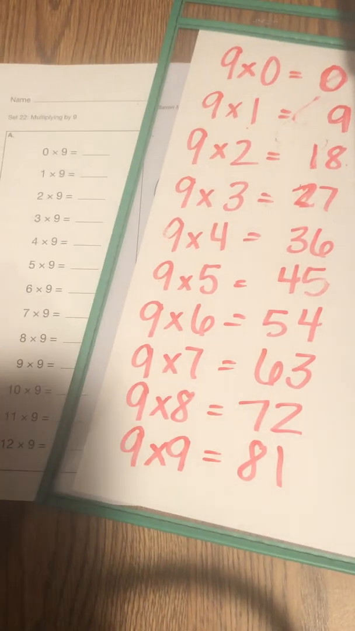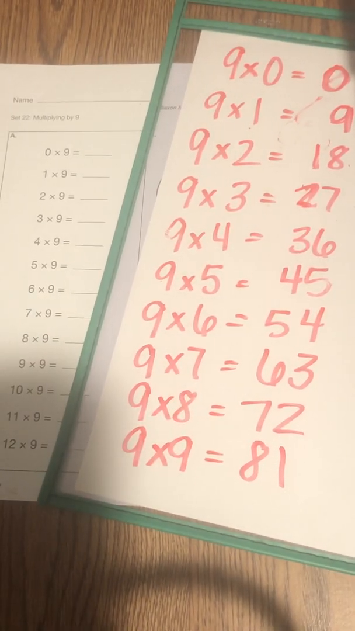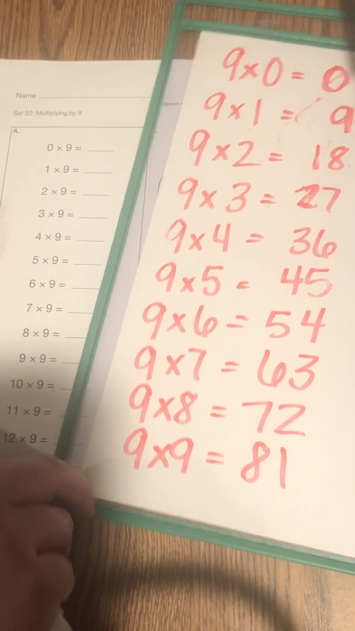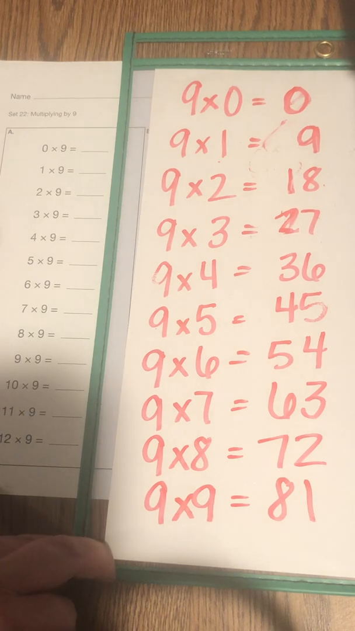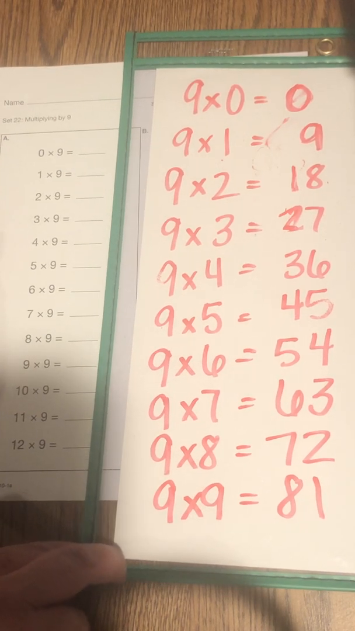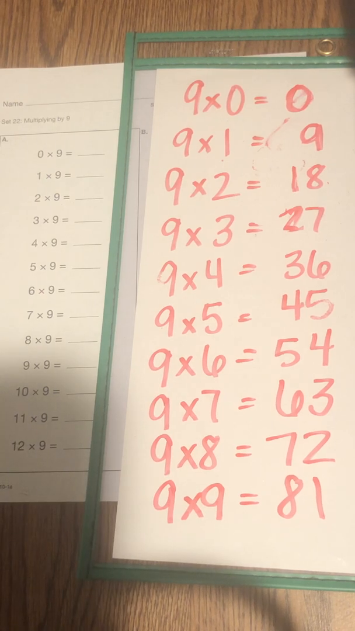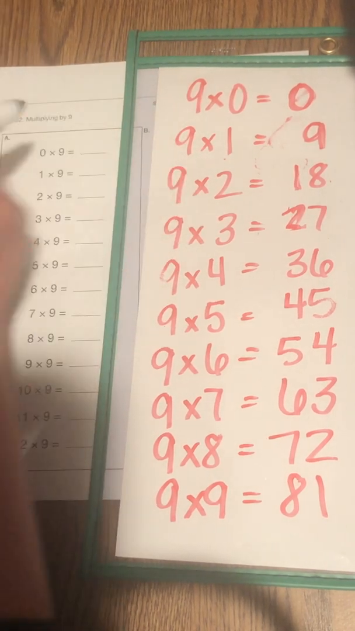So, let me get out my markers here. Since we worked on all of this already, we already came up with those answers. We're going to copy them over. We'll have to figure out 11 times 9 and 12 times 9, but I know we can do that. So 0 times 9 was what?